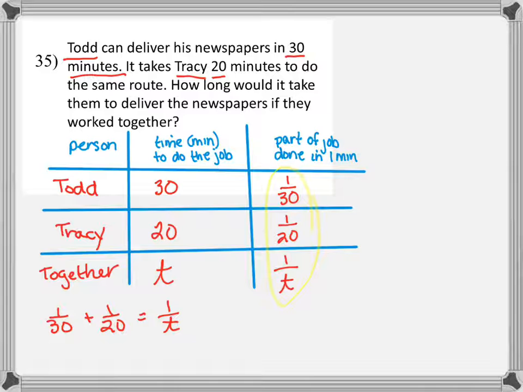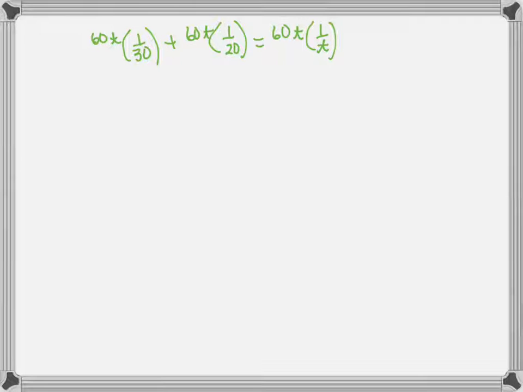I'm going to get rid of my fractions by identifying my LCD, which in this case, using 30, 20, and t, is 60t. So that is what I will multiply the entire equation by. We're multiplying everything in this equation by 60t.